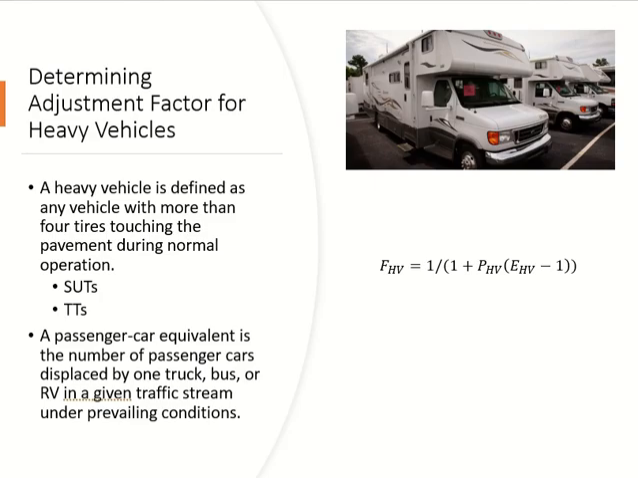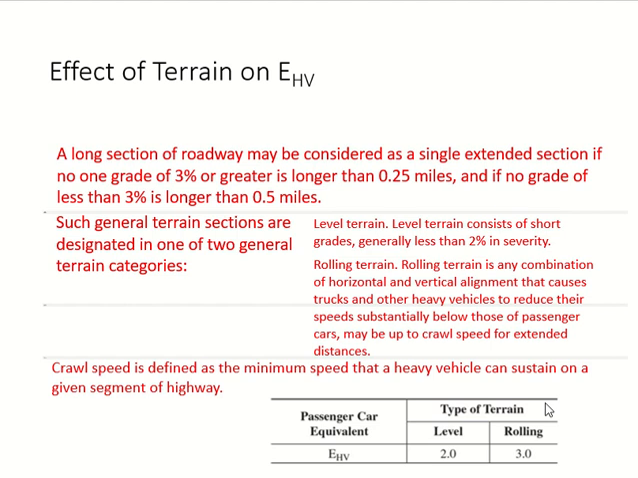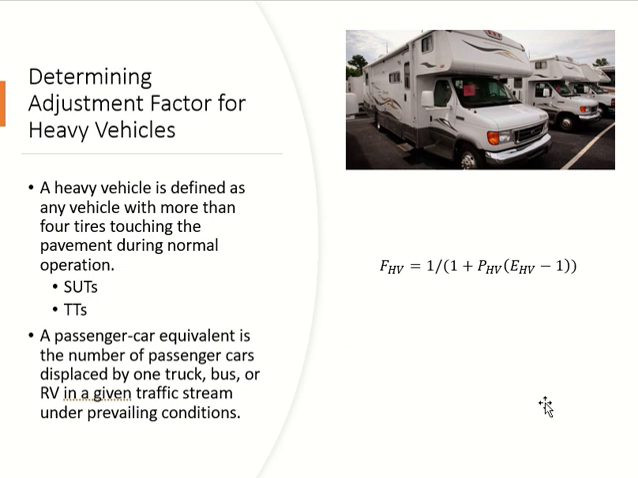This is the equation for FHV. How much was the percentage? 15%. EHV depends upon terrain. They did not give us the gradient, they gave us directly it's rolling terrain. So I don't need to decide anything. Rolling terrain. So 3. So how much is FHV factor now?